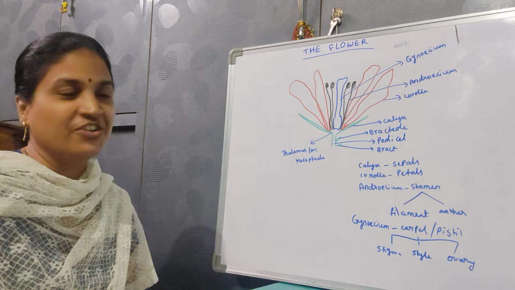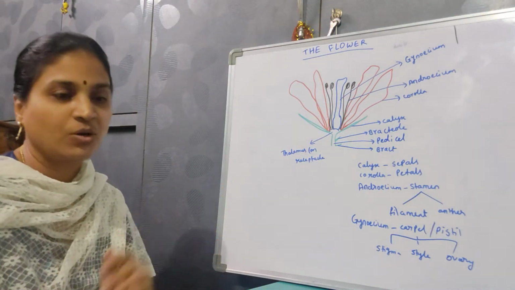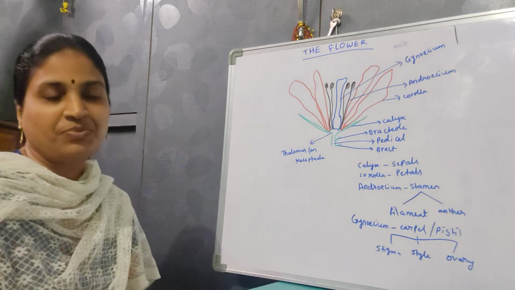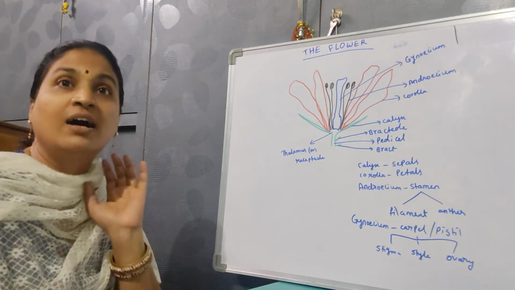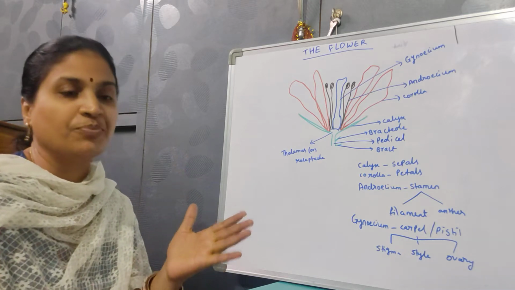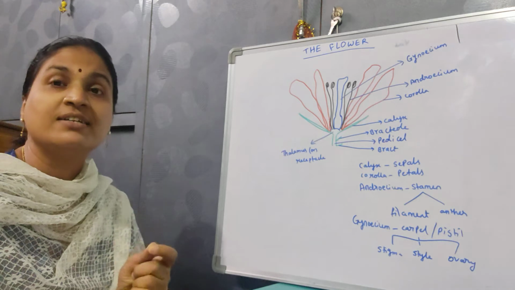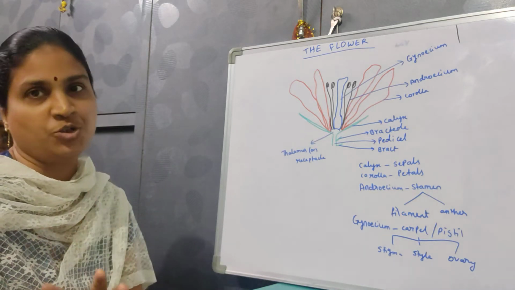I'm your botany lecturer. In this lecture, I'm going to teach about the flower. As we have studied earlier, the flower is a modified shoot. Flower is the reproductive unit of the angiosperms.